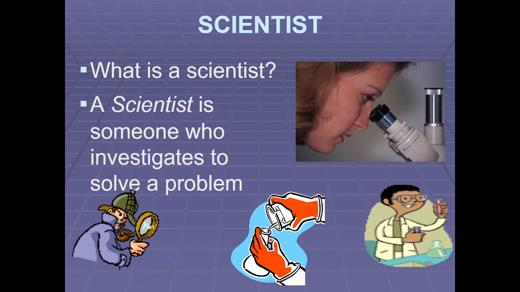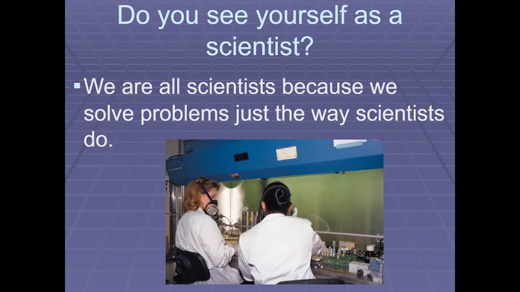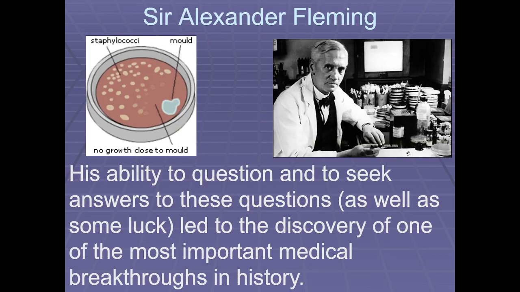What is a scientist? A scientist is someone who investigates to solve a problem. Do you see yourself as a scientist? Well, we can all be scientists and we all are scientists because we solve problems just the way scientists do. We ask questions about everyday life and we attempt to find answers to those questions. A really famous scientist, Sir Alexander Fleming, is popular due to his ability to ask questions and to seek answers to those questions, which led to the discovery of one of the most important medical breakthroughs in history.